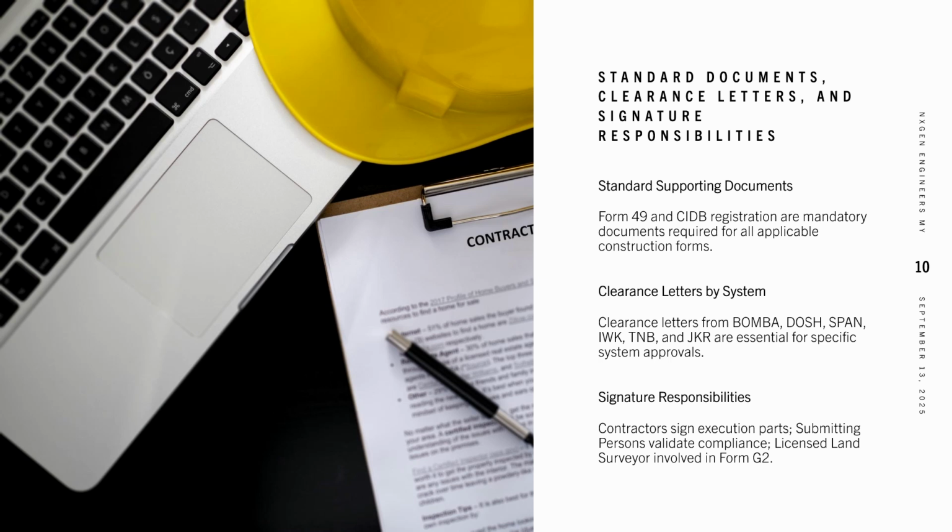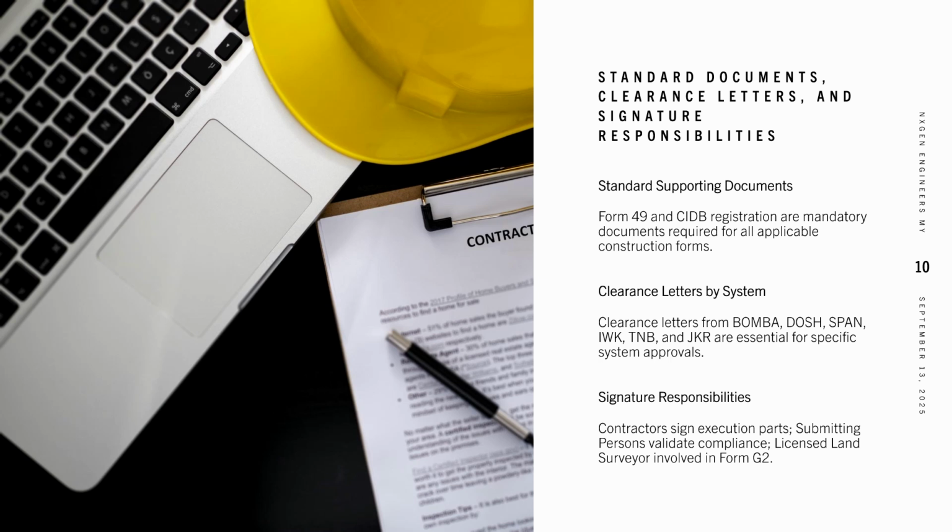BOMBA clearance is required for fire safety systems, Forms G8 and G9, DOSH certification for lift and escalator systems, Form G11, SPAN clearance for water supply systems, Form G13, IWK clearance for sewerage systems, Forms G14 and G15, TNB confirmation for electrical supply, Form G16, and JKR or local authority confirmation for road and drainage systems, Form G17. Notably, deemed approval applies if no response is received within 14 days for Form G17.